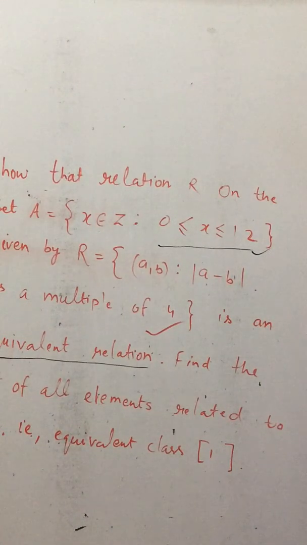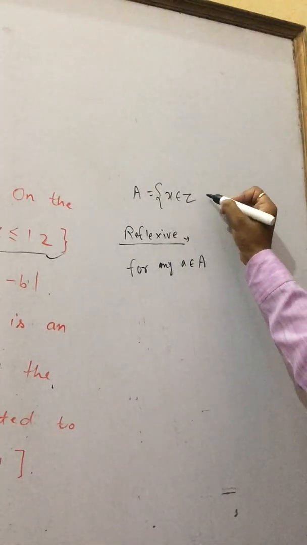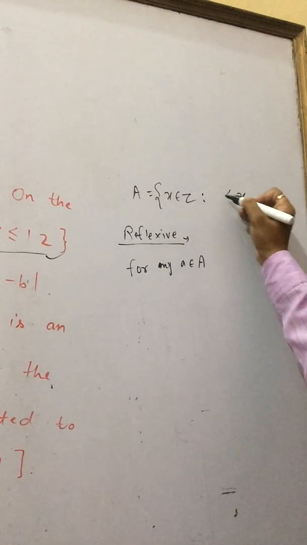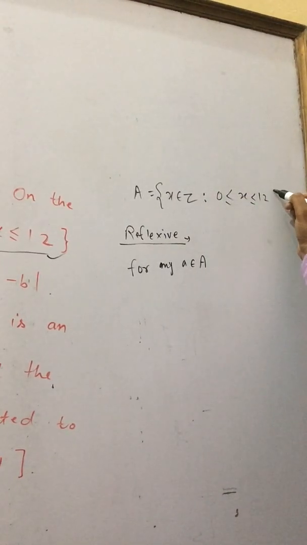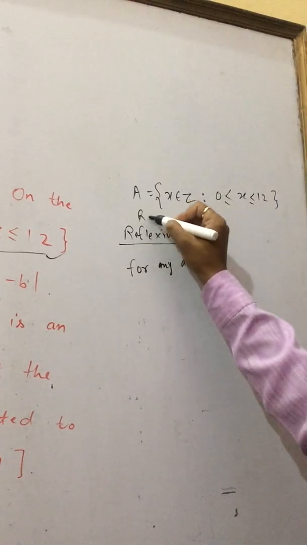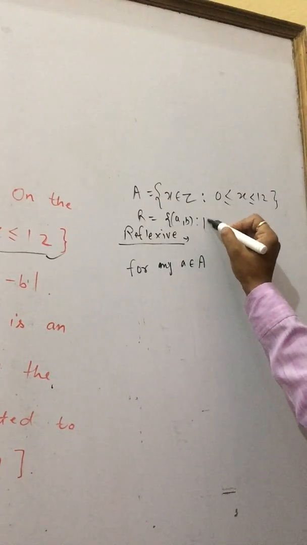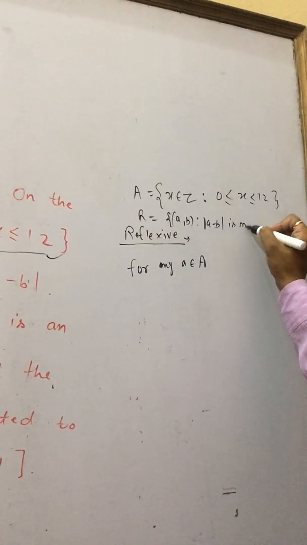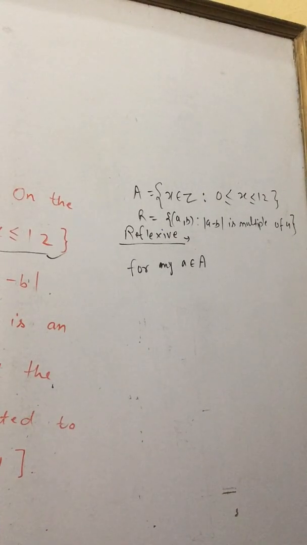I can write here first what A is. A is actually {x such that x belongs to Z, x between 0 and 12}. And what about R? R is {(a, b) such that a minus b is a multiple of 4}. All right, now we need to prove the reflexive.